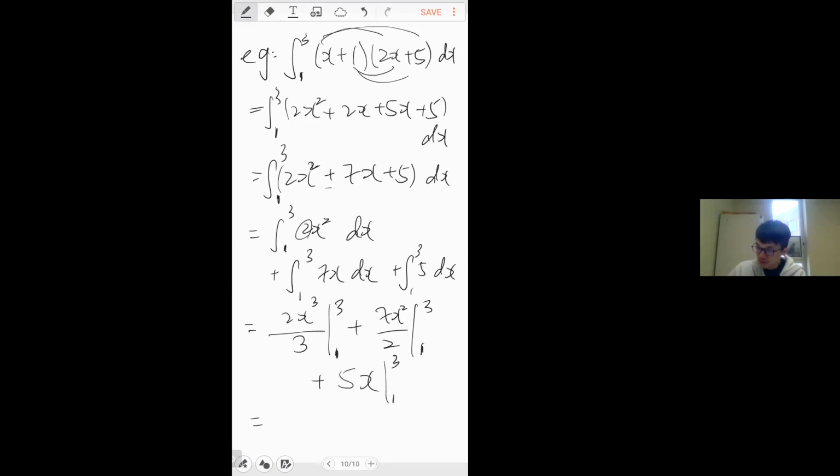I'm not going to compute this, I will let you do the rest. So put in 3 for each term, and then put in 1 for each term, subtract. Question?